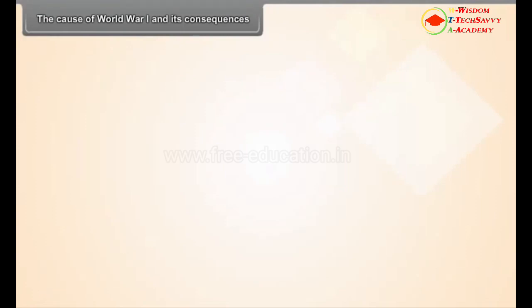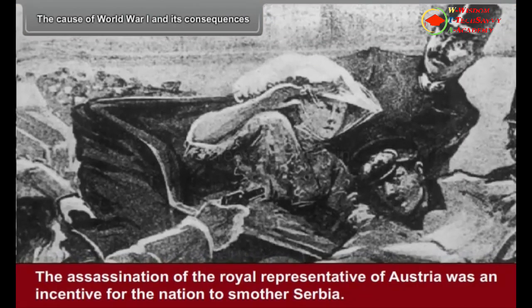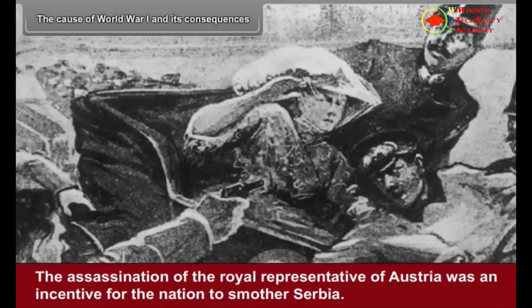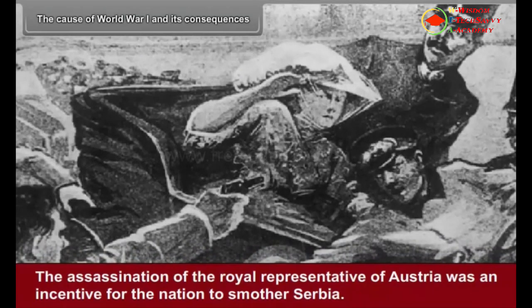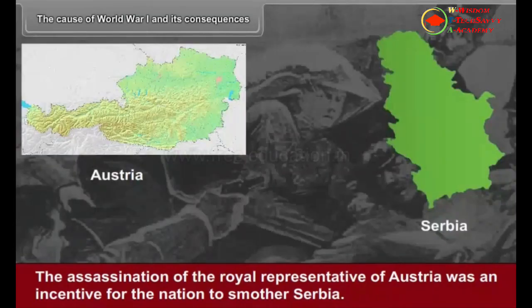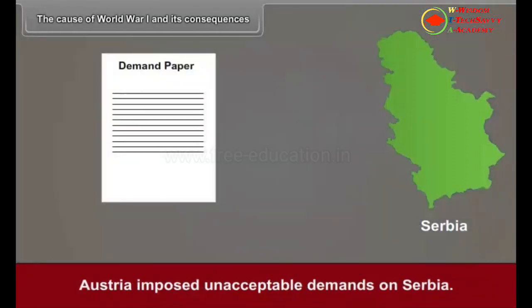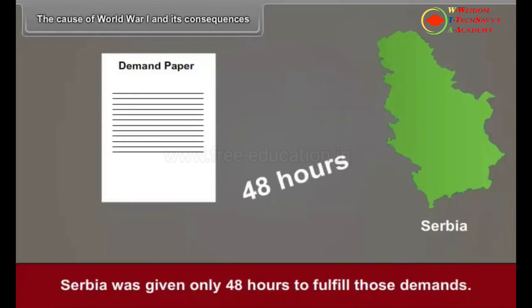The cause of World War I and its consequences. The assassination of the royal representative of Austria was an incentive for the nation to smother Serbia. Austria imposed unacceptable demands on Serbia. Serbia was given only 48 hours to fulfill those demands.